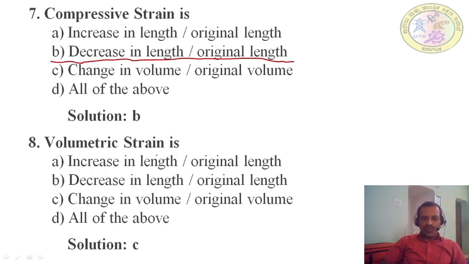Then eighth, volumetric strain is A, increase in length by original length, B, decrease in length by original length, C, change in volume by original volume, D, all of the above. When you are asking about volumetric strain, then definitely the change in volume by original volume gives you the volumetric strain. So the answer is C, that is change in volume by original volume.